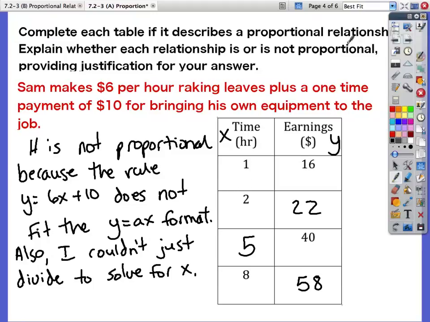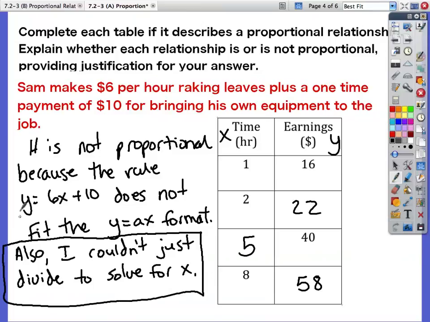Anyways, I hope this video is helpful to you, and I know you're going to do well on the worksheet. At the end of the day, what I want you to focus on here is completing the tables, telling me if it's proportional, and if this part right here of my justification isn't making 100% sense to you, rely on this part right here. You can easily tell if something fits a format because you're just comparing it, right? So, for example, you could easily tell that this equation right here does not fit y equals ax. So if this part down here didn't make sense, use this to justify your answers.